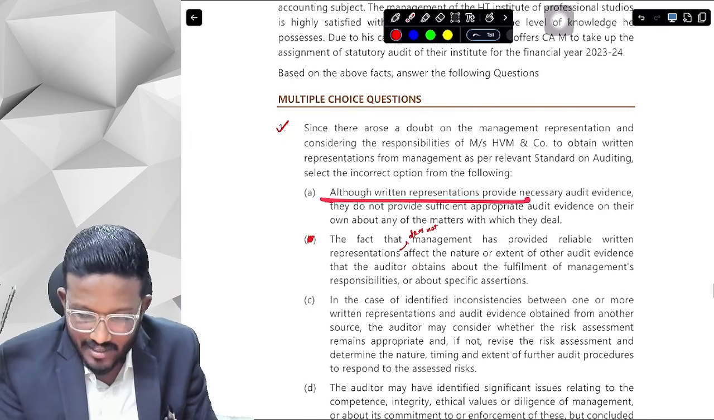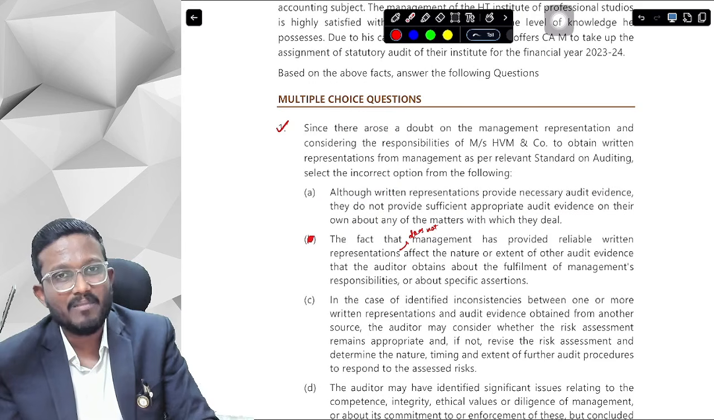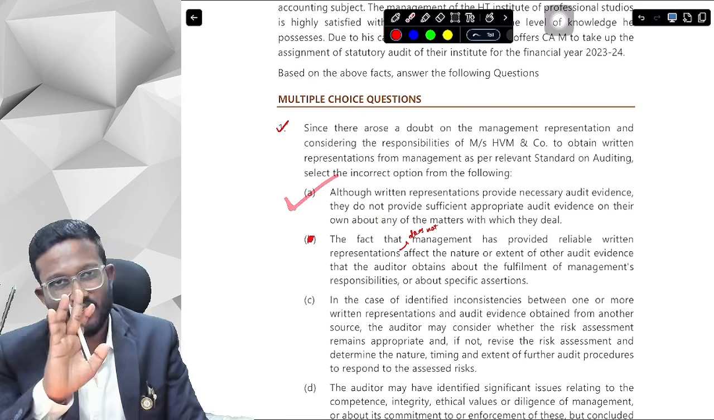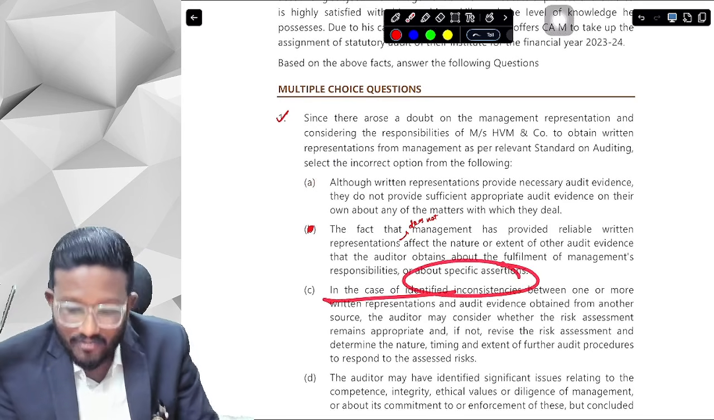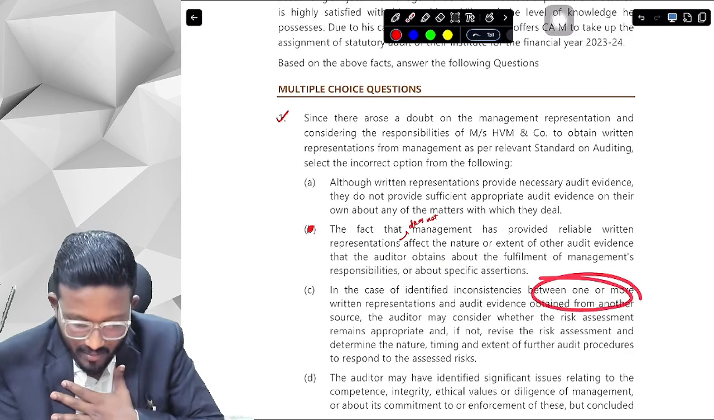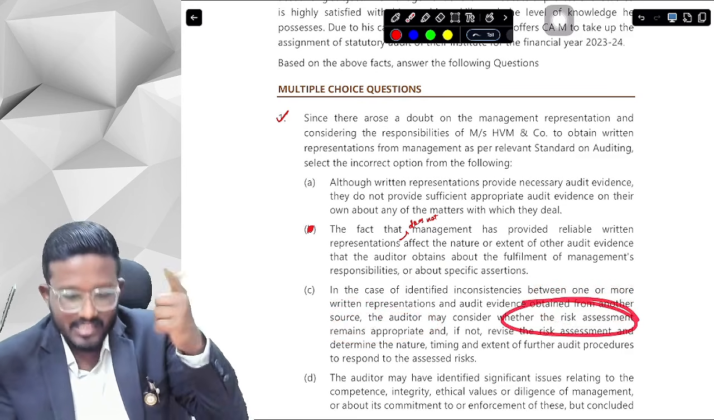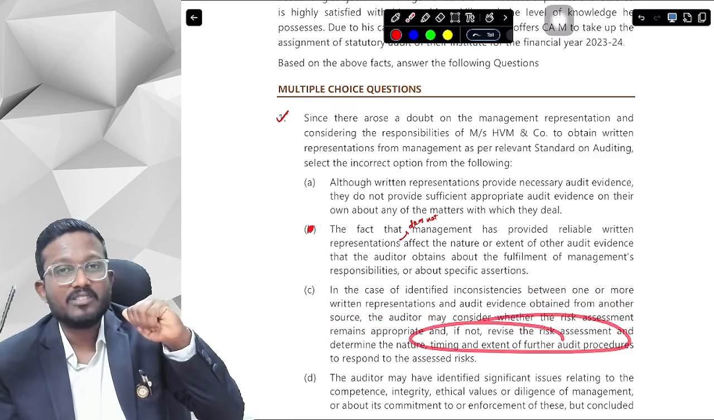First of all, although written representations provide necessary audit evidence, they do not provide sufficient and appropriate audit evidence regarding the matters which they deal with. This is the correct thing. This is not incorrect. Second, in case of identified inconsistencies between one or more written representations and audit evidence obtained from others, we consider whether the risk assessment remains appropriate. If not, revise the risk assessment. We need to determine the nature and extent of further audit procedures to respond to the risk.